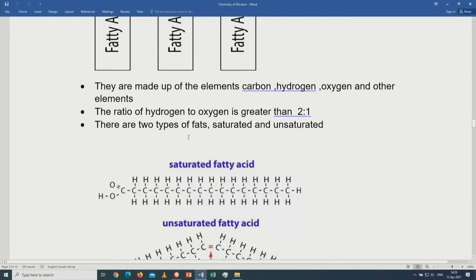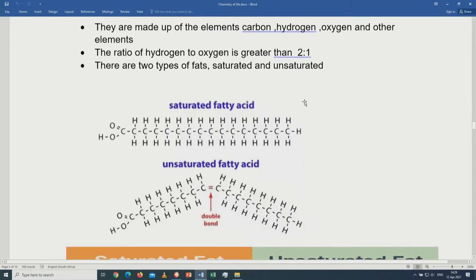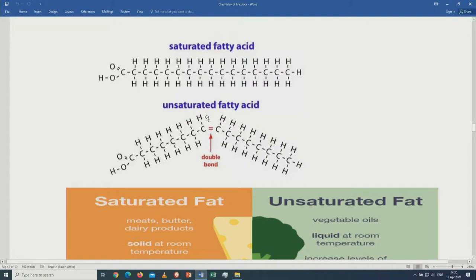There are two types of fats: the saturated and the unsaturated. I'll start first with the saturated fatty acids. As you can see, you only see one bond between the carbon atoms. But when we go to the unsaturated fats, you see a double bond between the carbon atoms. But this molecular formula is not important.